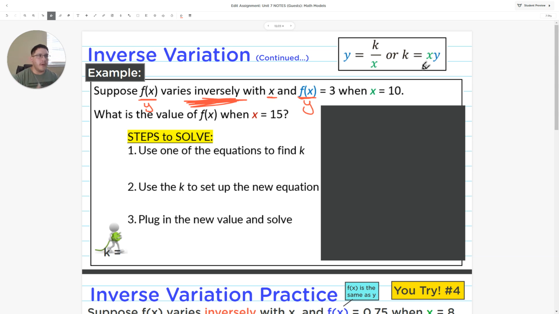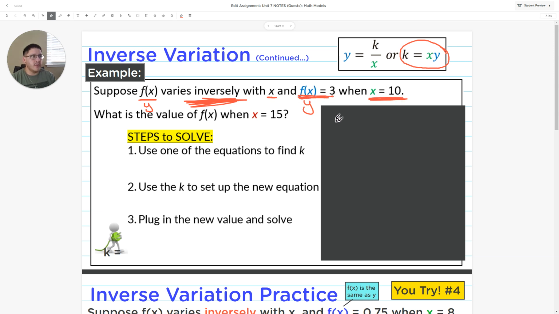Now, in order to solve this inverse variation problem, we first need to know what the constant of variation is, meaning we need to find the k value. So we're going to use one of the equations to find the k. Typically, the second one is easy. You can use either one, but the second one is easier for y'all.